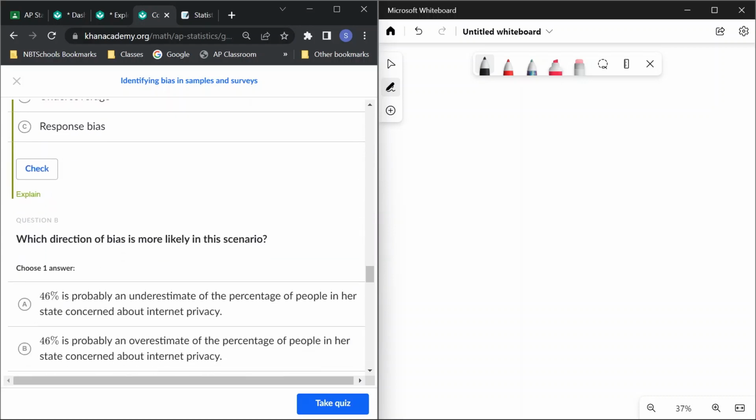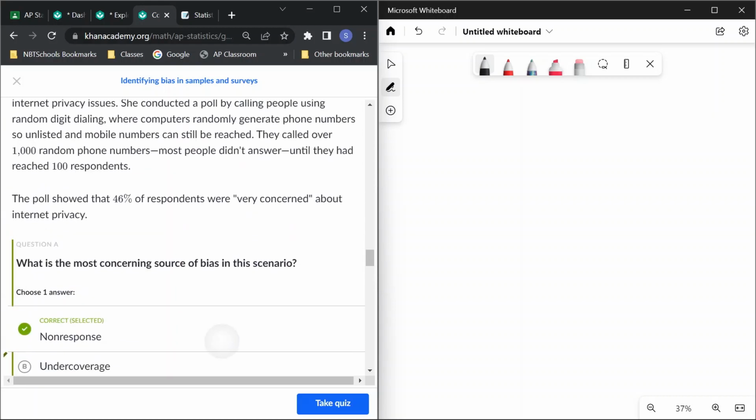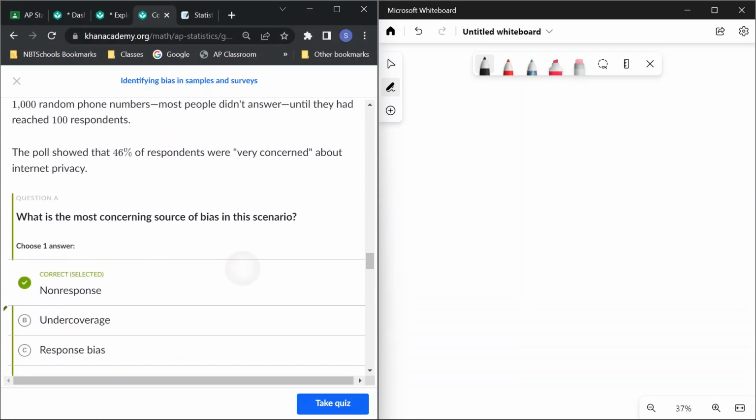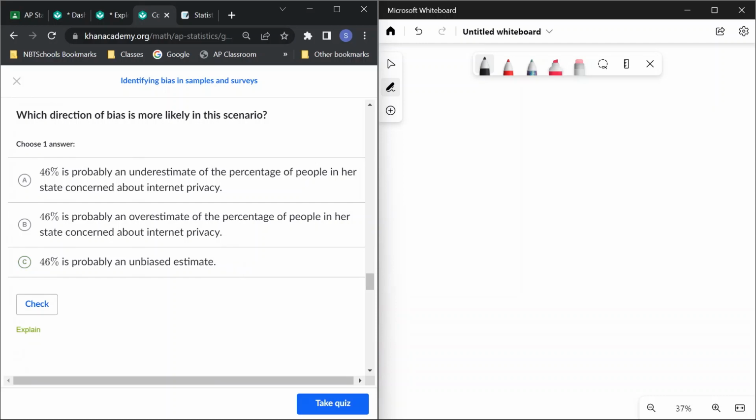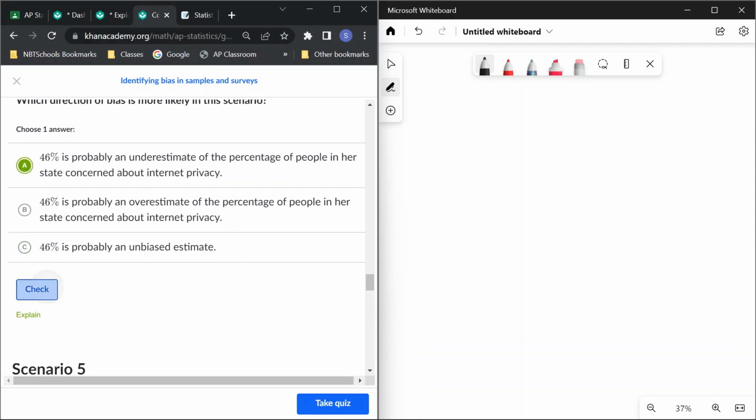Response. Which direction of bias is more likely in the scenario? So that 46% is probably an underestimate because of non-response, because only like 100 out of 1,000.